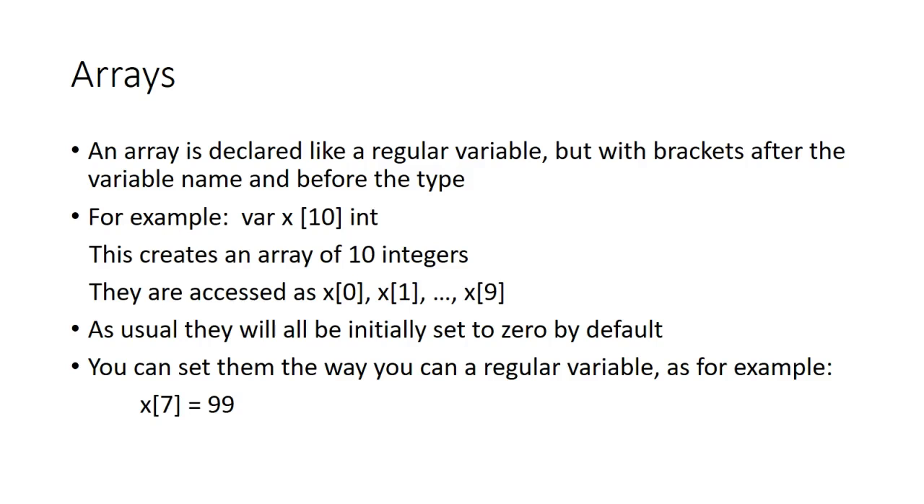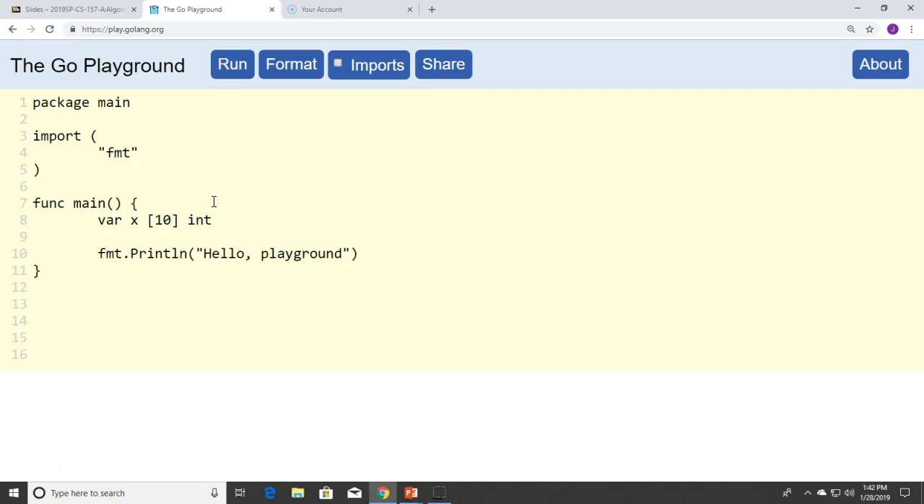Now I can print them off. Here, let's print one of them. Instead of saying hello playground, let's just print x sub, pick a number, 5. So let's print x sub 5. What did it print? 0. Because what's in x sub 5 is 0. How come? Because Go will initialize all numeric variables to 0. Go does that for you. All numeric variables will be initialized to 0.